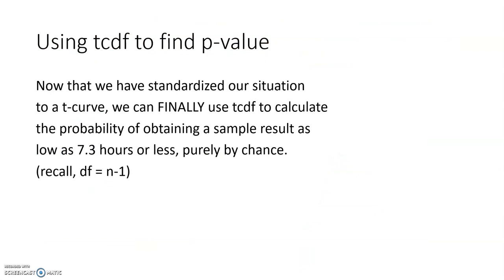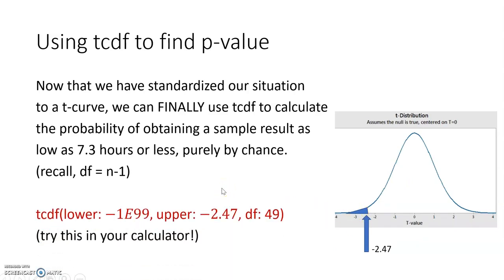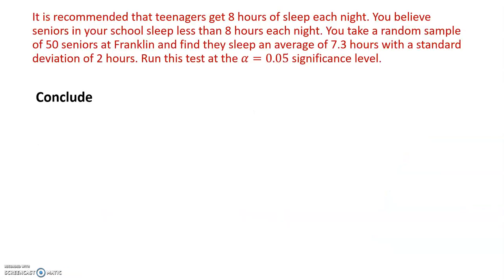T, C, D, F, same place as before. We're going to be figuring out this area on that tiny little tail. So if you go to second distribution, down to number 6, keep it in as negative 1 E99, change your upper to negative 2.47. The degrees of freedom is 50 minus 1 or 49. You should get 0.0085. It's pretty small, as I predicted.